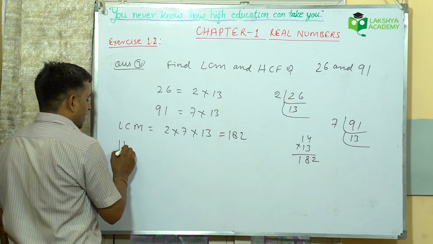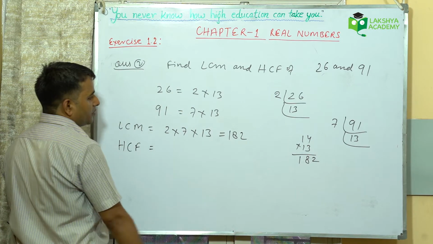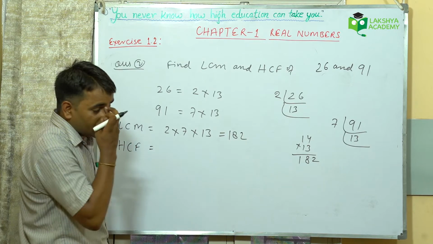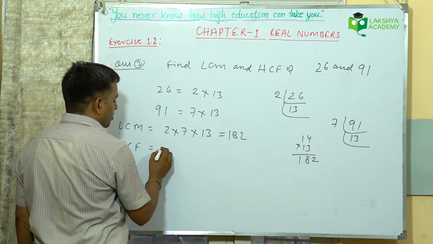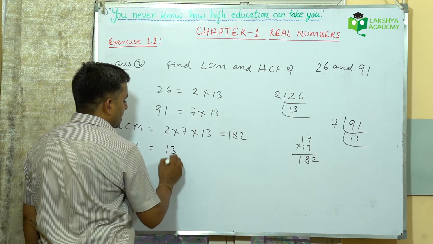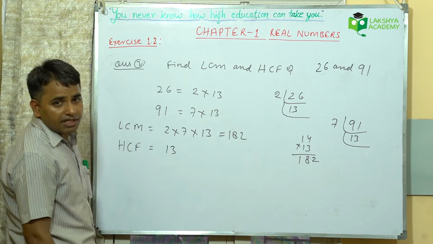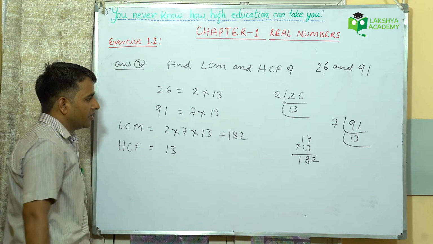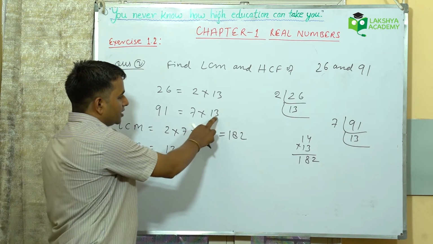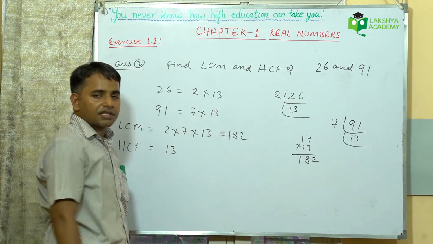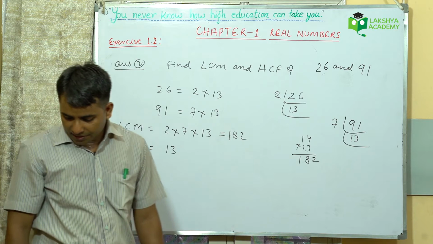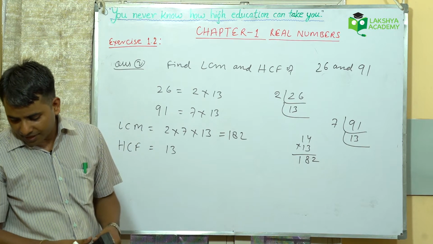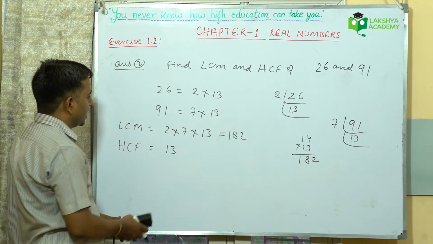Similarly, we need to find the HCF. The HCF will be the common factor in both. The common factor in this and this is 13. So the HCF of 26 and 91 would be 13. We will always take the common factor of 26 and 91. So the HCF would be 13 in this case. Similarly, we can find the HCF and LCM for other numbers also.